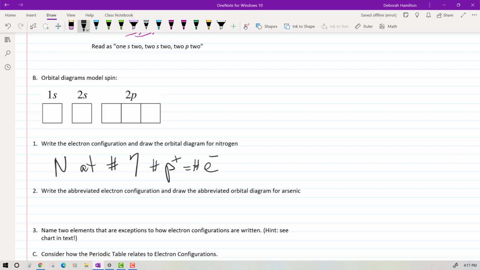The number of protons equals the number of electrons, so we have 7 electrons to distribute. The first two boxes are going to look just like carbon because electrons enter the lowest energy levels first. Now we have three more. If you remember what we did for carbon, you'll remember to do the same thing for nitrogen: one in each box, parallel spin. We read this as 1s2, 2s2, 2p3.